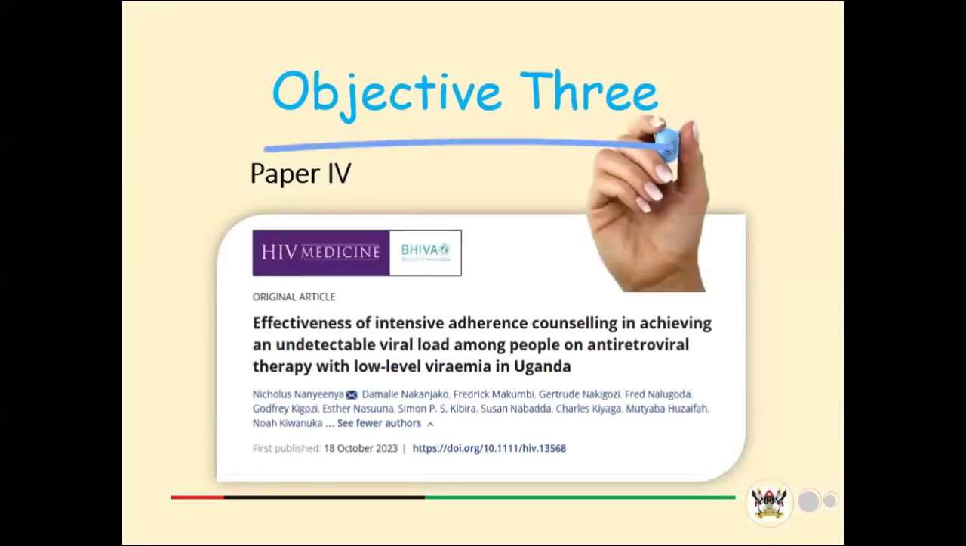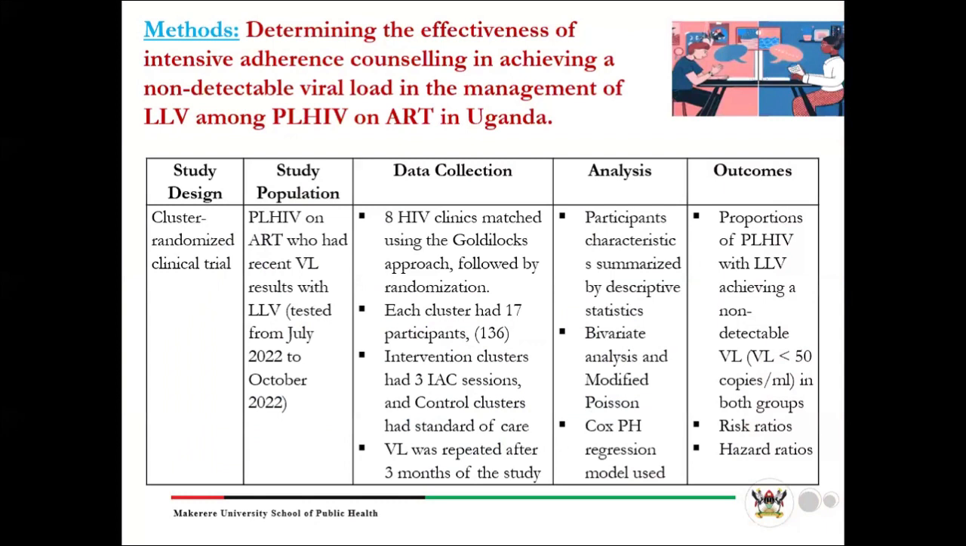And then the third objective, which was a clinical trial, these results were published in HIV Medicine, and we can look at them in detail. We basically wanted to determine the effectiveness of intensive adherence counseling in achieving a non-detectable viral load in the management of viremia among people living with HIV on treatment in Uganda. And this was a cluster randomized clinical trial, which involved people living with HIV on treatment who had recent viral results with viremia. And here we had two groups.